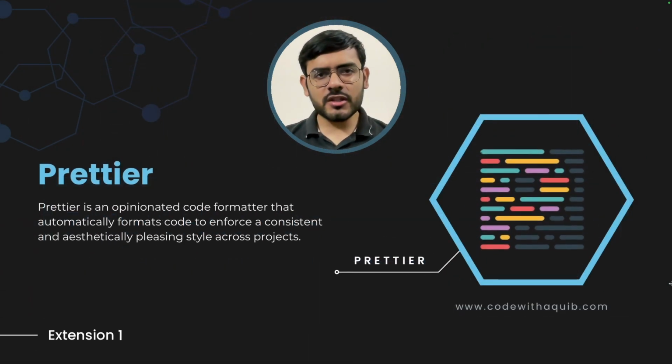The first extension on our list is Prettier, which is basically a code formatter, as you might have already guessed from its name. We can set Prettier up in a way that every time we save the code, it will automatically format it and take care of all the extra spaces, the indentation, and all of that for us. Let me show you how this works.